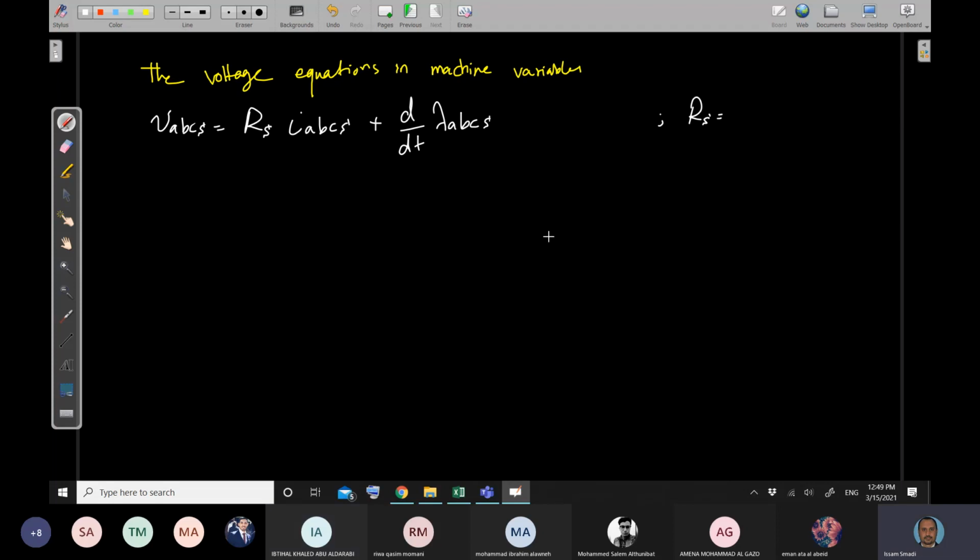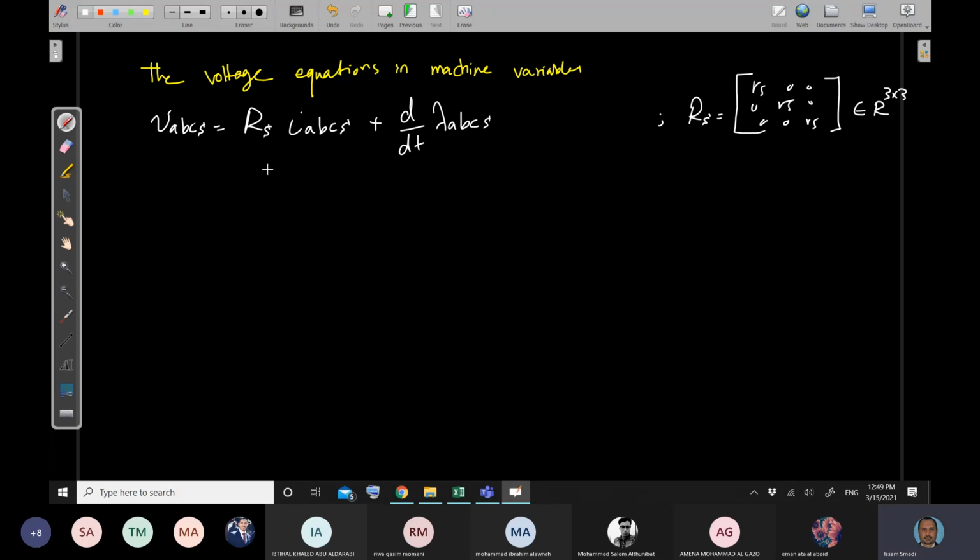Here it's already equal for all. So can you give me the shape for RS? Doctor, it will be diagonal. So it will be RS, a diagonal matrix where the diagonal consists of RS. So this is a matrix, and this is a vector. So this is 3 by 3, so the element of R is 3 by 3, correct?